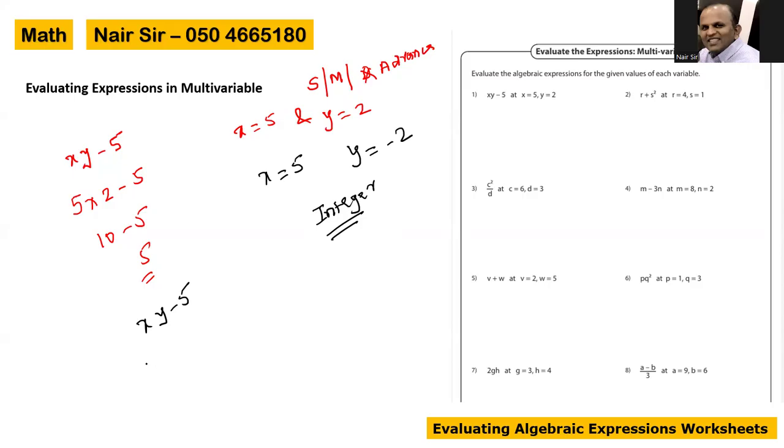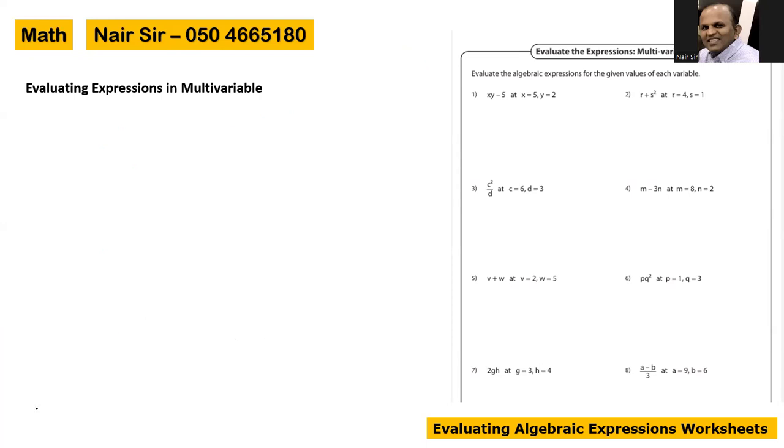Now, x is 5 multiplied by y is minus 2. The moment I get minus 2, I'm going to use my bracket. Minus 5, small step, but very important. Now, 5 into 2, plus minus is minus. 5 twos are 10. 10 minus 5. Now, it is integer. Minus 10 minus 5. Same sign, add and put the sign. Hope something went into your mind.